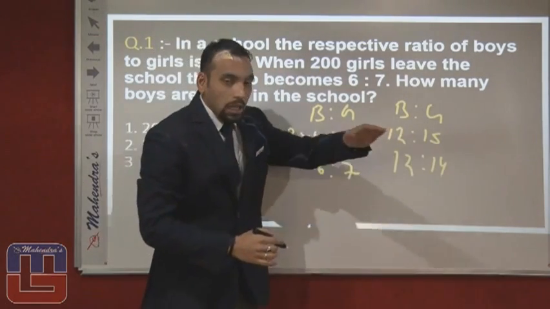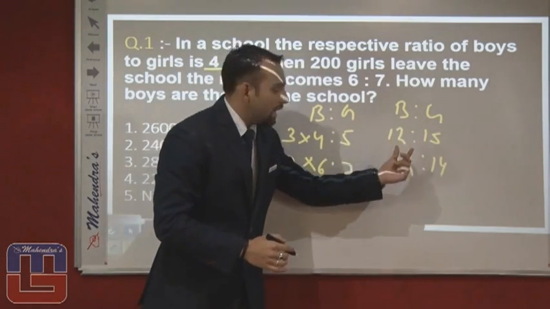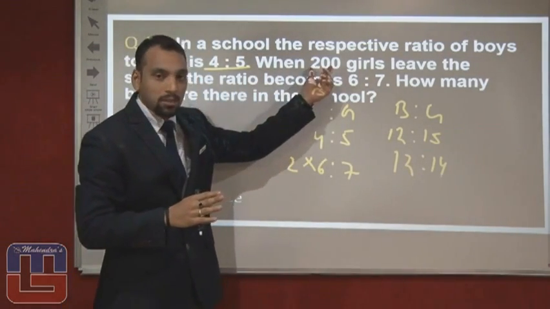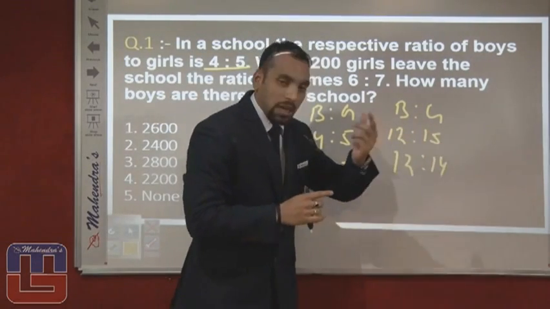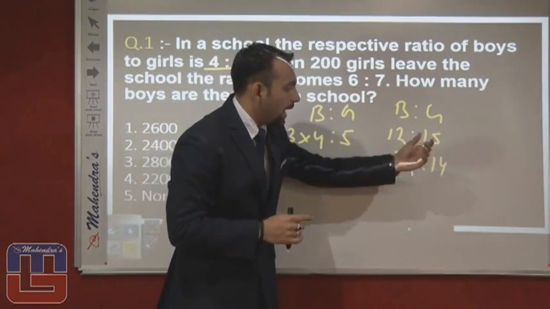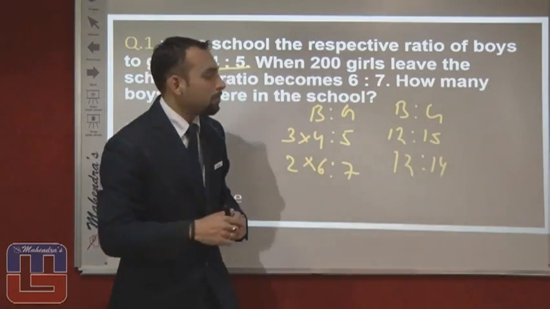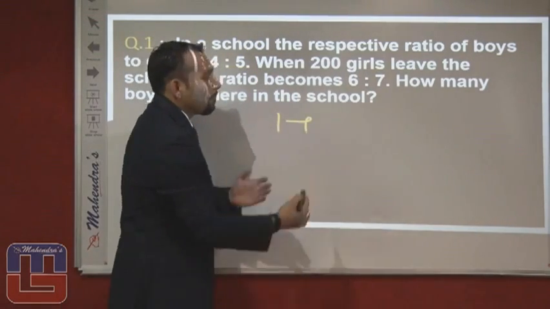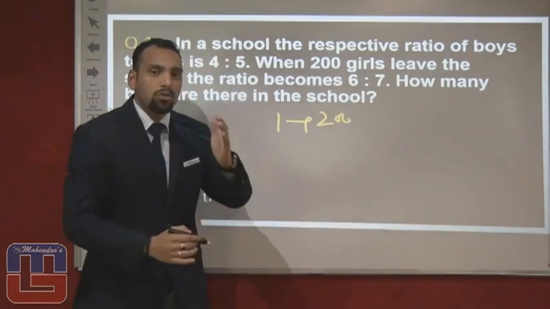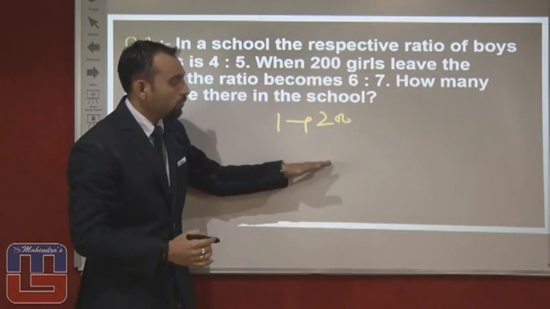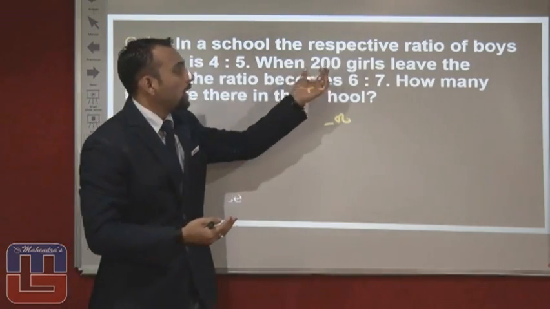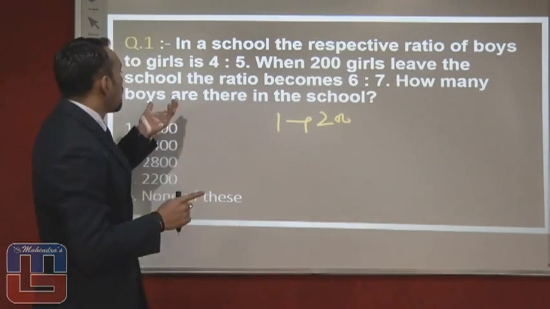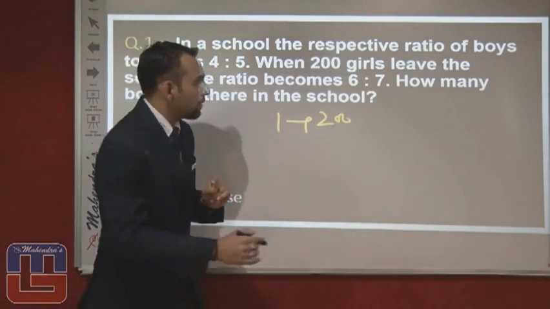Now see, in this condition the number of boys is equal. Now girls are leaving. How many girls are leaving? 200 girls. Now see, in the first case the girls ratio is 15 and in the second case the girls ratio is 14. That means the ratio is changing by 1. So we can say that 1 ratio must be equal to 200, because in the previous condition the ratio is 15 and now the ratio is 14. When 200 girls are leaving, that means 1 must be equal to 200, and we have to find the number of boys in the school, and that is 12 ratio.